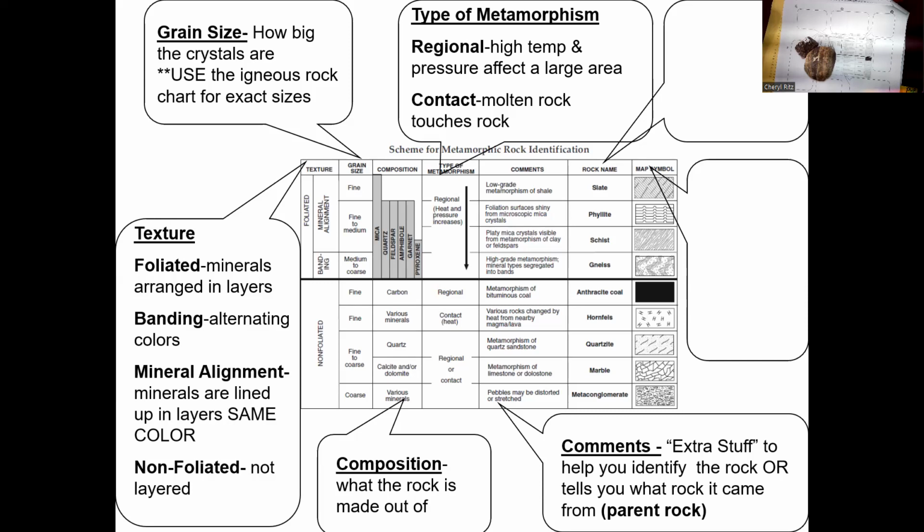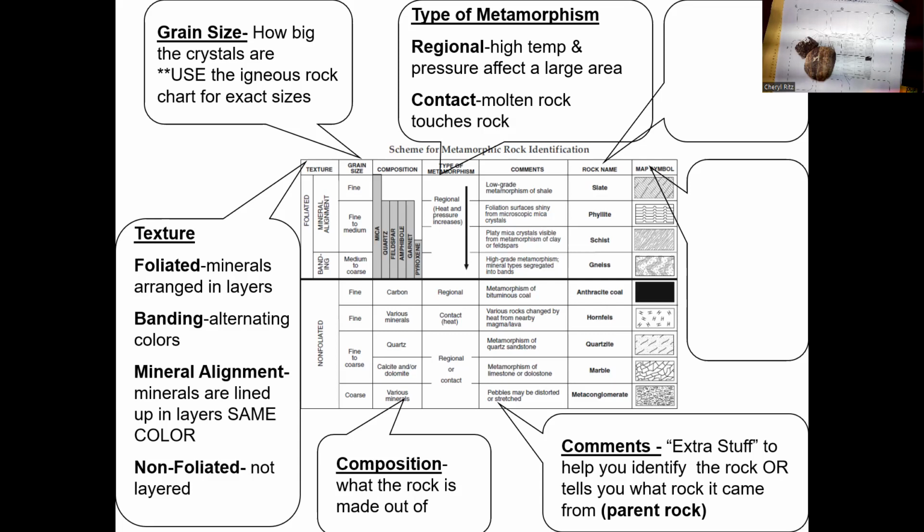That means just a little bit of heat and pressure. If you go down here to like anthracite coal, you'll see it's a metamorphism of bituminous coal. Again, that means that bituminous coal is the parent of anthracite coal. So it's telling you who it used to be before it got heat and pressure. Again, quartzite is a metamorphism of quartz sandstone. So if I take sandstone, give it heat and pressure, it'll give birth to quartzite. Same with marble, metamorphism of limestone or dolostone.